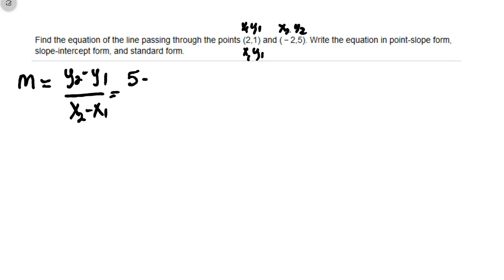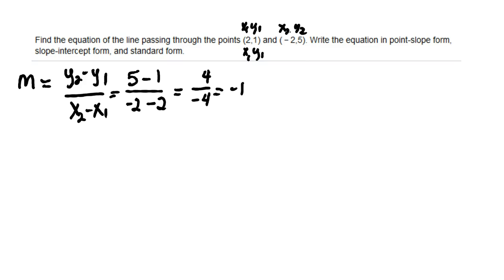y2 is 5 minus y1 is 1, over x2, which is -2, minus x1, which is 2. So if we simplify the numerator, 5 minus 1 is 4. The denominator, -2 minus 2 is -4. And now we can simplify: 4 divided by -4 is -1.